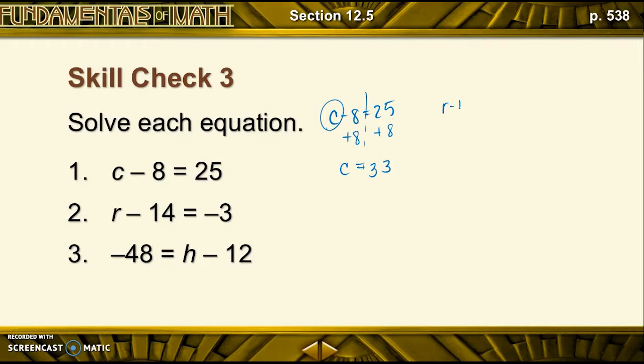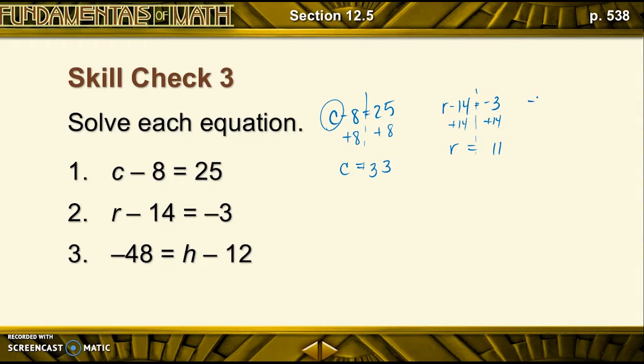Then we have r minus 14 equals negative 3. So my inverse operation would be to add 14. So we end up with r equals, 14 on both sides. Now we've got a positive value and a negative value, so we have to subtract. 14 minus 3 is 11. Keep the sign of the larger. 14 has a larger absolute value than 3, so it's a positive, so it's positive 11.